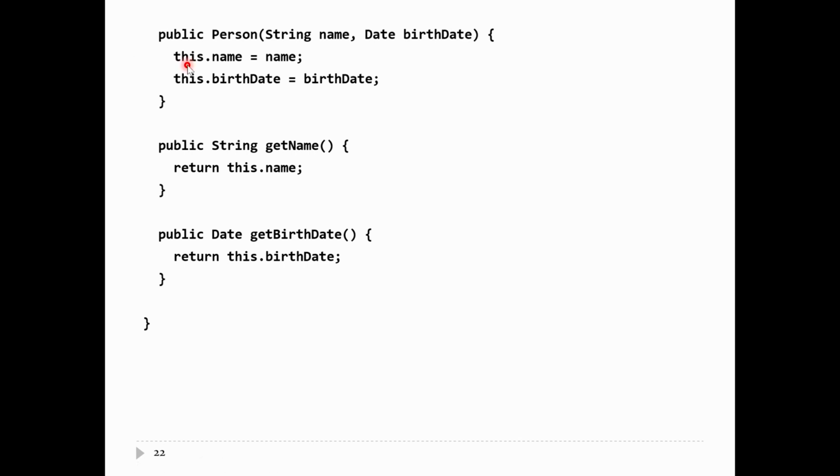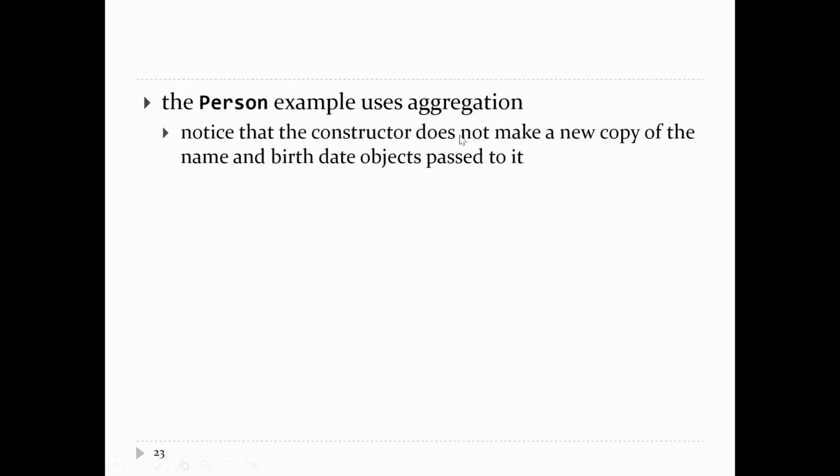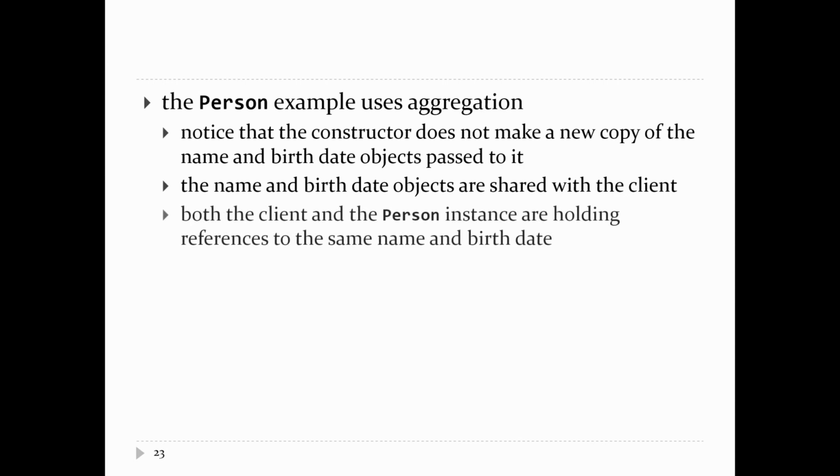That is the same object as that. That is the same object as that. So there's no new objects being made, which means the name and birth date objects are shared with whoever called the constructor. And that means both the caller and the person object are holding references to the same name and the same birth date object.